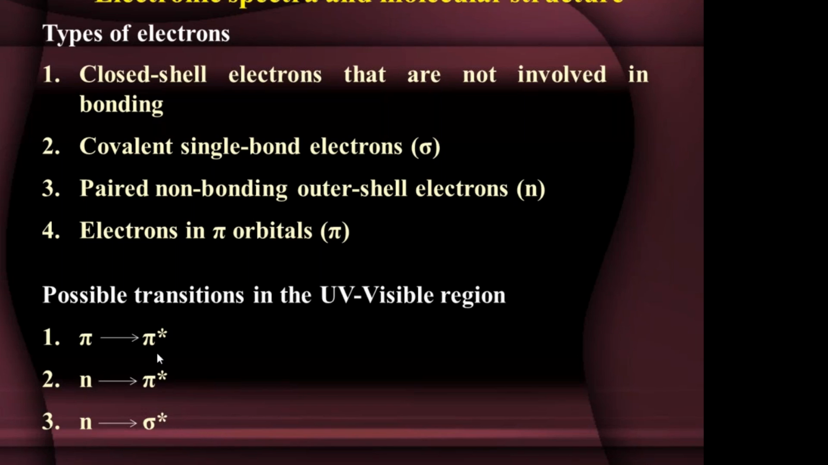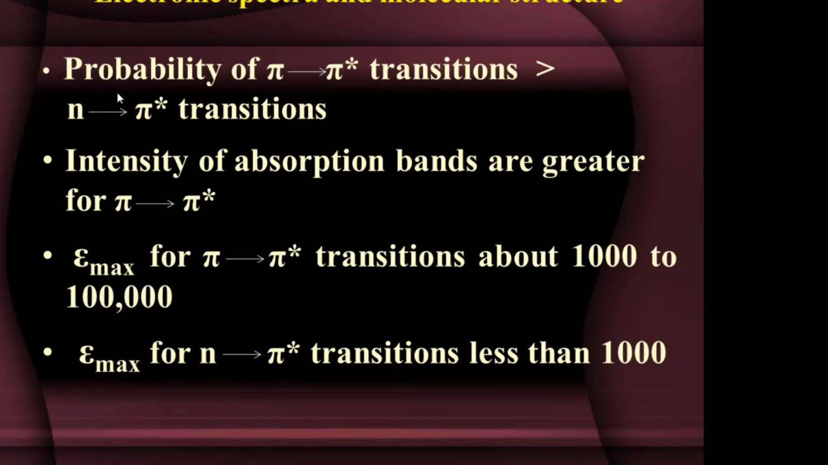So pi pi star is the most probable one, n pi star is slightly less, and n sigma star is rarely seen, only in certain molecules. So here again, it's the same as what I just told you. The probability of pi pi star transitions is greater than n pi star transitions. Since the probability of these is more, you get more intense absorption bands. The intensity of absorption bands is greater for pi pi star than for n pi star.